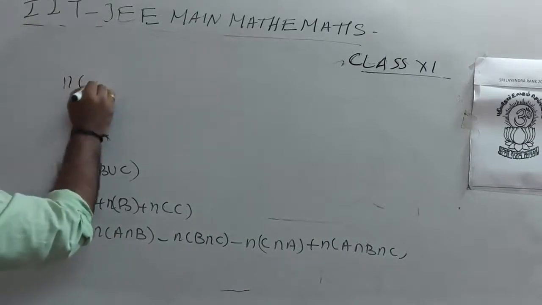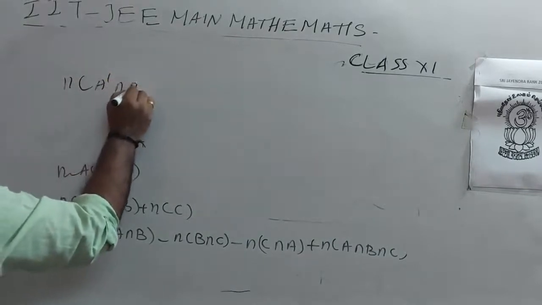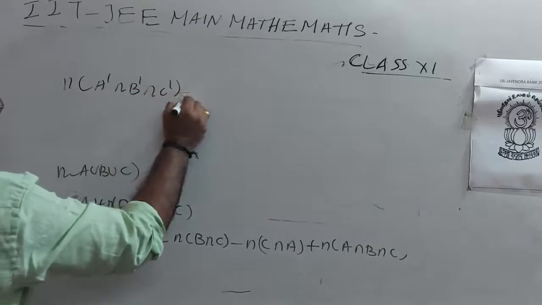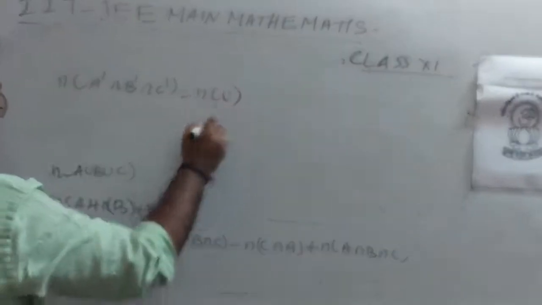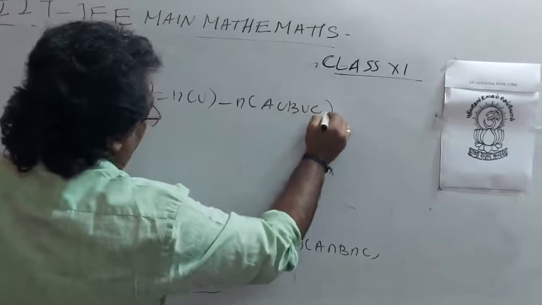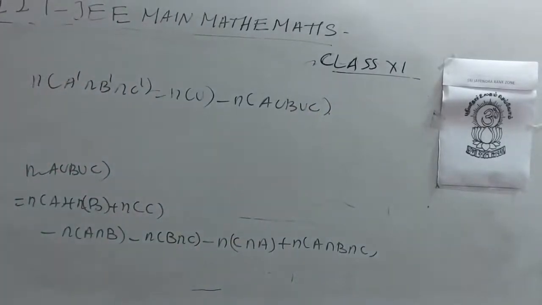n of A dash intersection B dash intersection C dash equals n of U minus n of A union B union C.